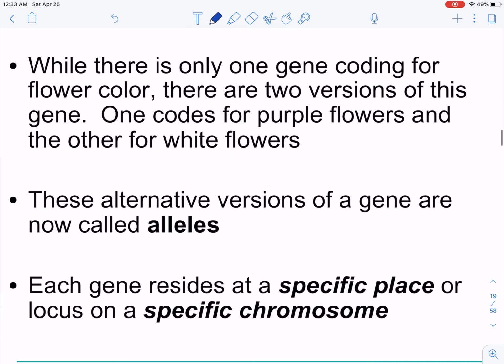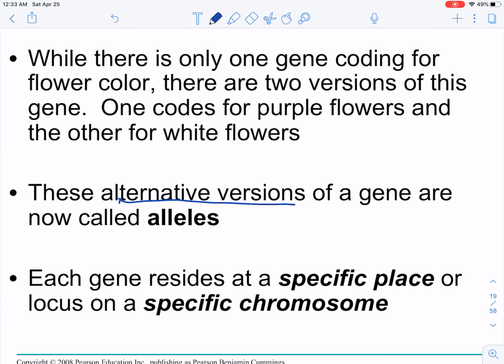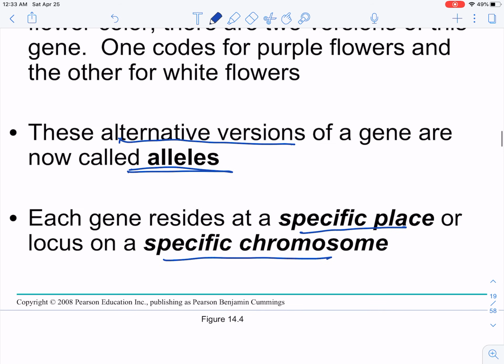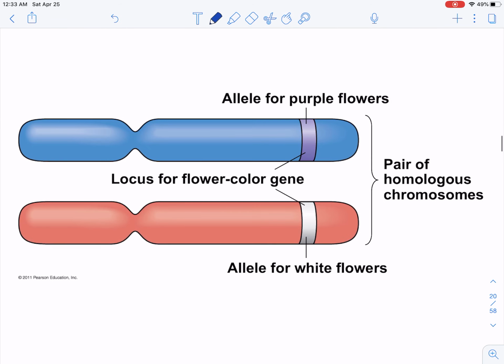Okay. So again, alternative versions of genes are called alleles. And alleles are on homologous chromosomes. Also, each gene resides at a specific place on a specific chromosome. And that's really important, especially for crossing over events. So you really need that to happen. Okay, so we're looking at, here is an allele for purple flowers. Here's an allele for white flowers down here. These are homologous chromosomes. These genes are at the same location on homologous chromosomes.